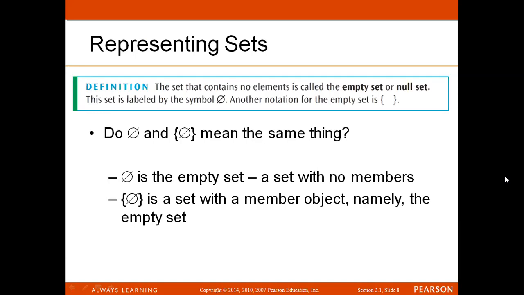Does the symbol for the null set and the symbol for the null set inside of set brackets mean the same thing? And the answer is no. The first symbol is the empty set, a set with no members. The second set of symbols is a set with a member, namely the empty set. So the first set is just the empty set. The second set is a set that contains an empty set.